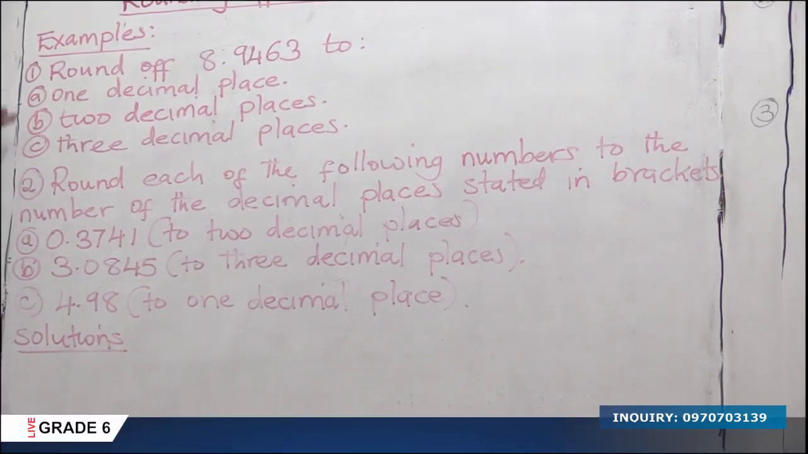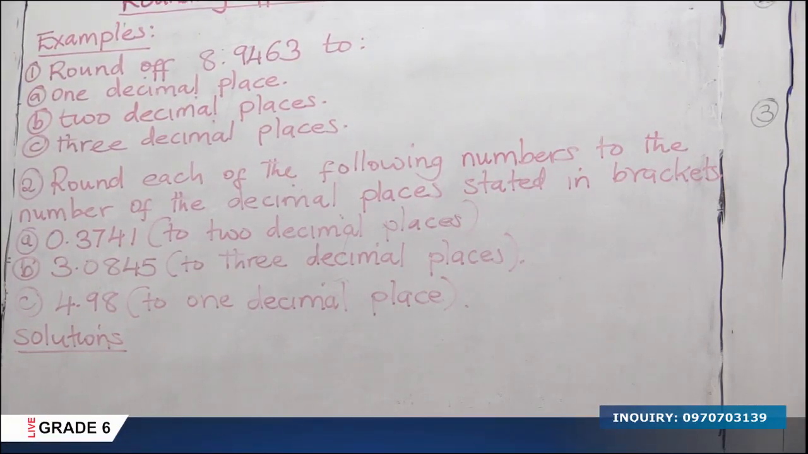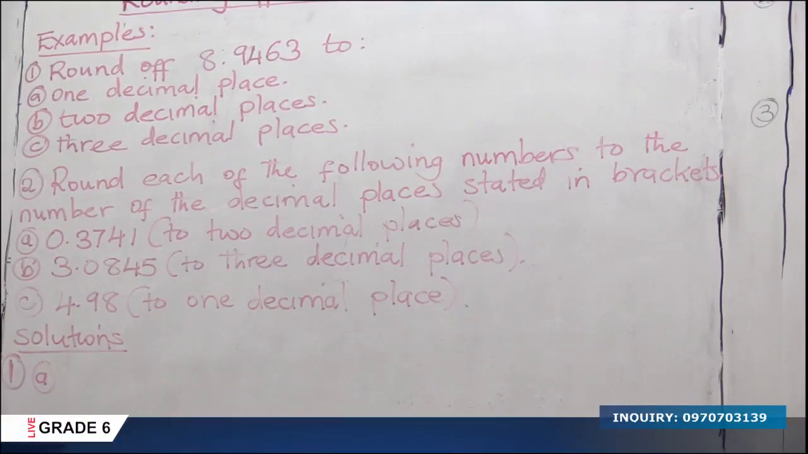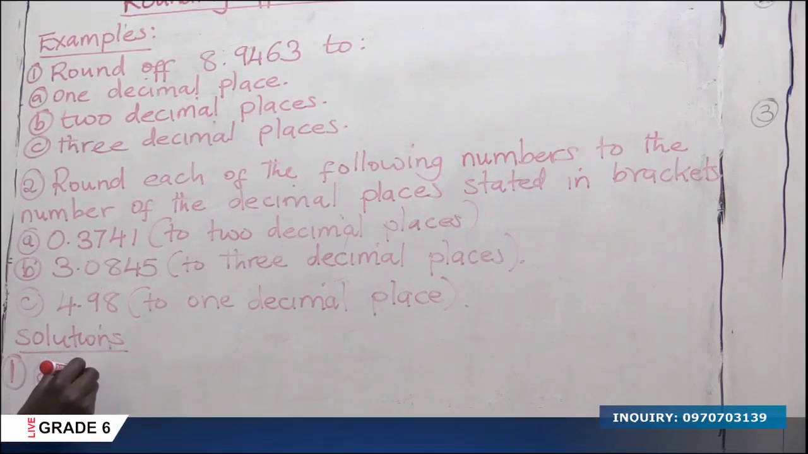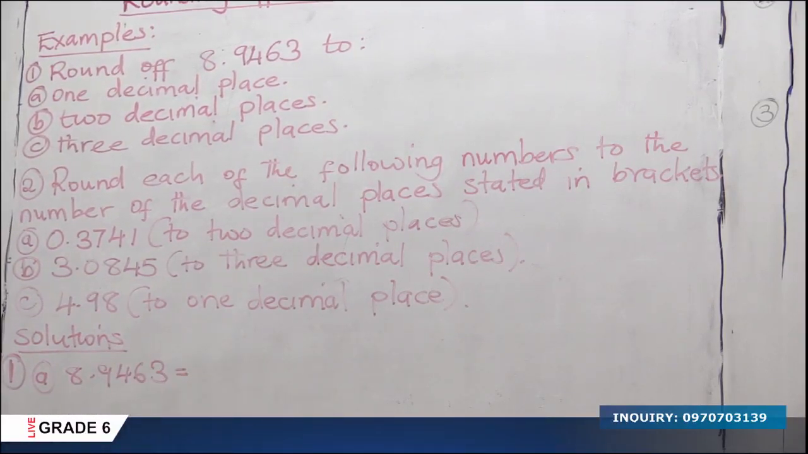Okay, so round off 8.9463 to 1 decimal place, B to 2 decimal places, C to 3 decimal places. Let's start with 1A. How do we round off to 1 decimal place? Okay, so this is 8.9463.